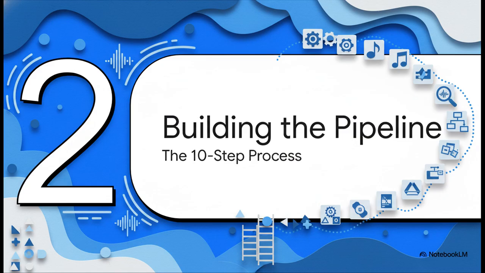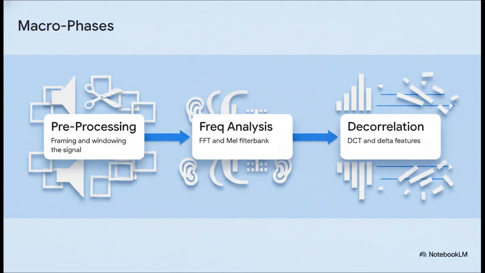Section 2. Building the MFCC pipeline, the 10-step process. This process can look incredibly intimidating, so let's just break it down into 3 digestible macro phases. First up is pre-processing, where we chop up and prep the signal. Second is frequency analysis, where we extract the spectrum and sort of mimic how human ears work. And finally, decorrelation, where we successfully isolate the speech from the pitch.